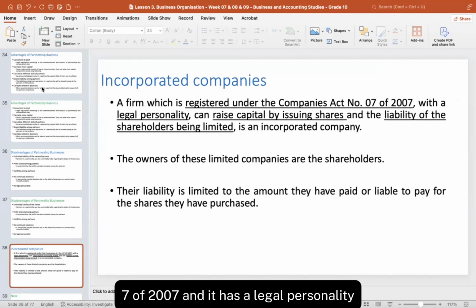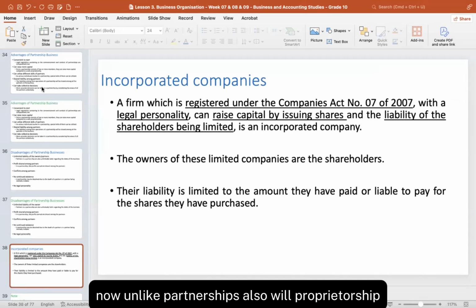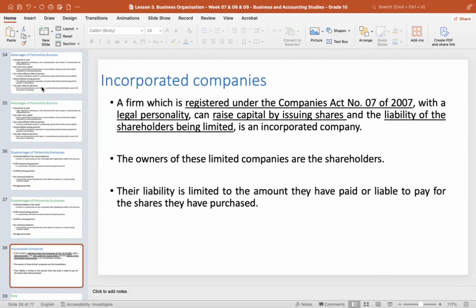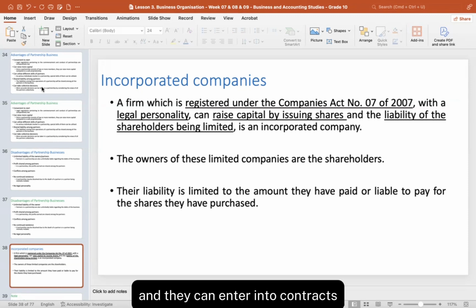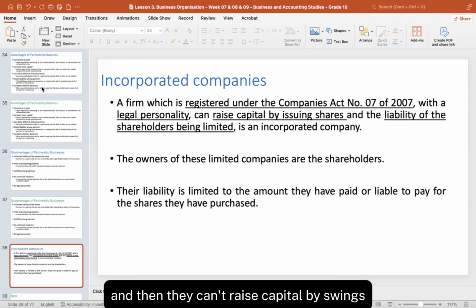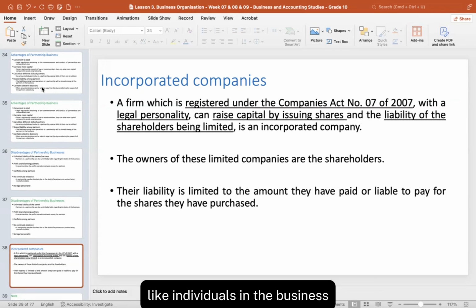And it has a legal personality. Now, unlike partnerships or sole proprietorship, they can present in front of law as a person. Okay, and they can enter into contracts, and they have a legal personality. And then they can raise capital by issuing shares. Now, earlier we discussed all the time capital was almost restricted to amount of like individuals in the business. If the sole proprietor, one person.